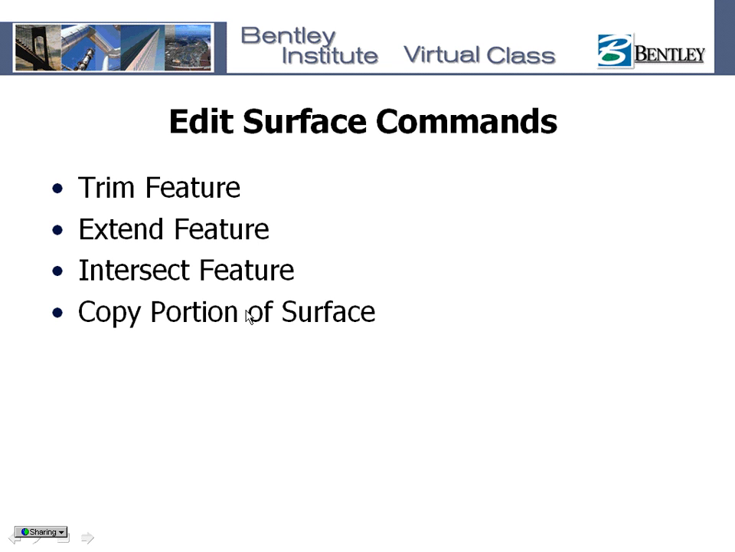Next command is copy portion of surface. You can use this copy portion surface command to copy multiple features from one surface through a feature filter and/or a fence. This can be used to break a large DTM down where it could be cumbersome working in a small area when you don't need all that extra data, and the processing time could be much too long for what you need it for.